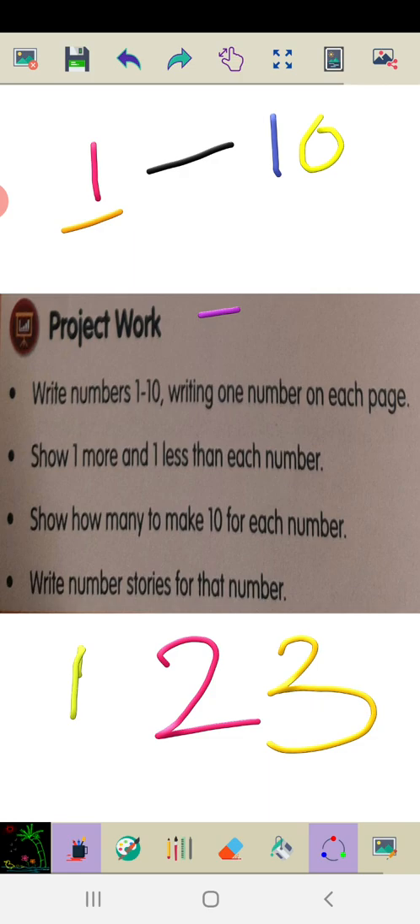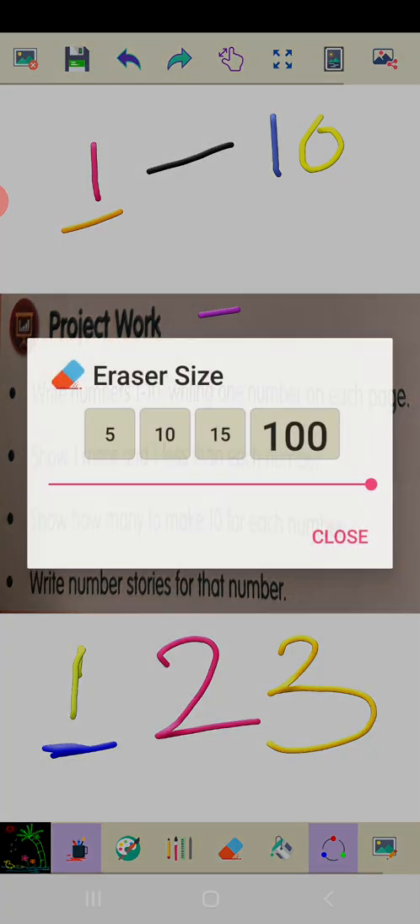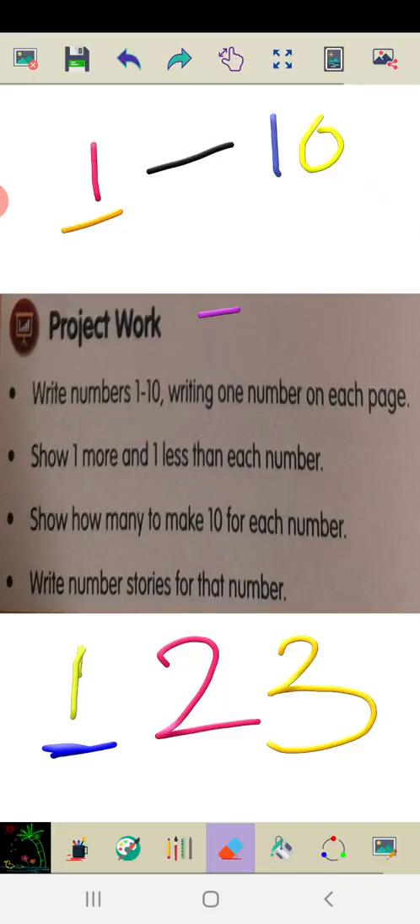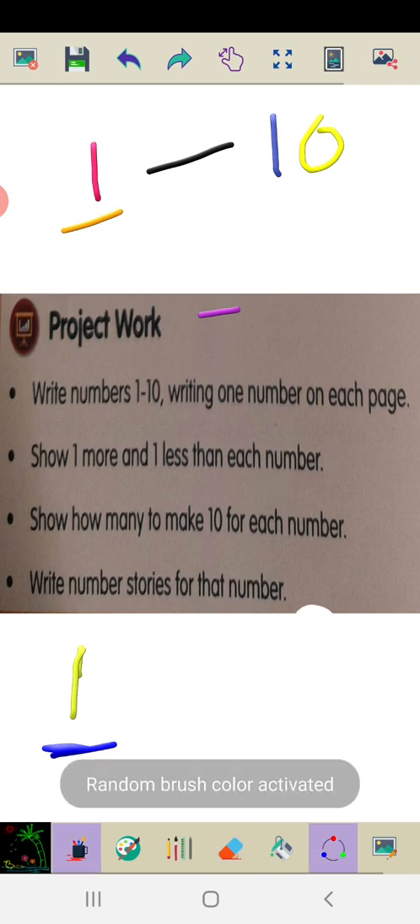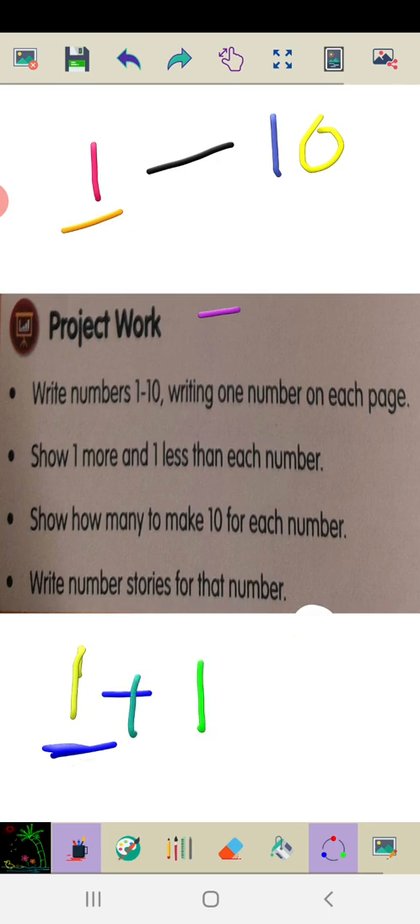Then show one more and one less than each number. So if it is 1, what is one more of this and what is one less of this? Can you tell me that? One more means you are adding 1 here. So one more is 2. 1 plus 1 is 2.